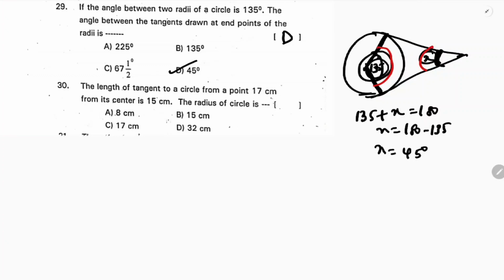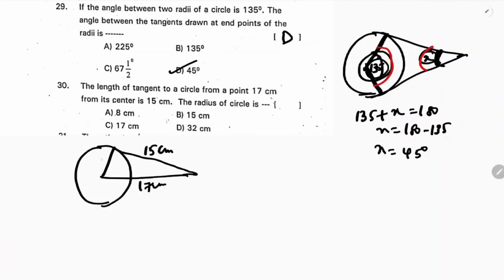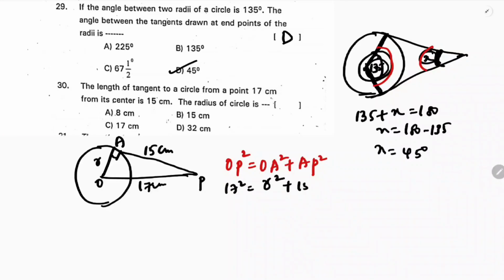Next one, the length of a tangent to a circle from a point 17 centimeters from its center is 15. So the length of the tangent is 15. Find the radius. So the angle is at A. Angle OAP is 90 because the angle between radius and tangent is 90. So if I apply Pythagoras theorem, hypotenuse square, OP square equals OA square plus AP square. So OP is 17 square, OA is radius, AP is 15.